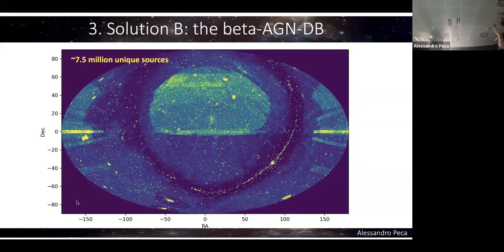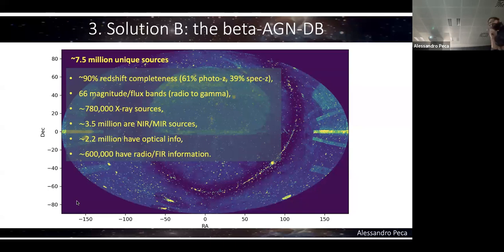So this is a projection of the universe. This is a density plot. And this is showing you that right now we have around 7.5 million unique AGNs. And these shapes here are like the SDSS stripes, meaning that it's just telling you that in some areas of the universe, we have more observations. And so we also discovered more AGNs.